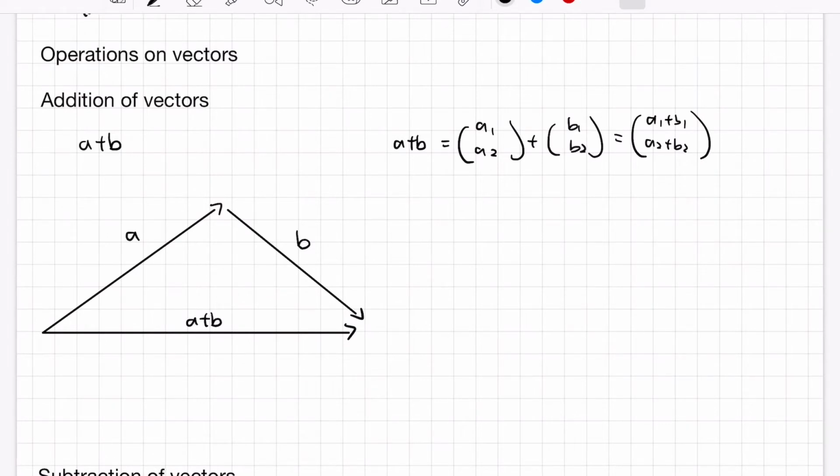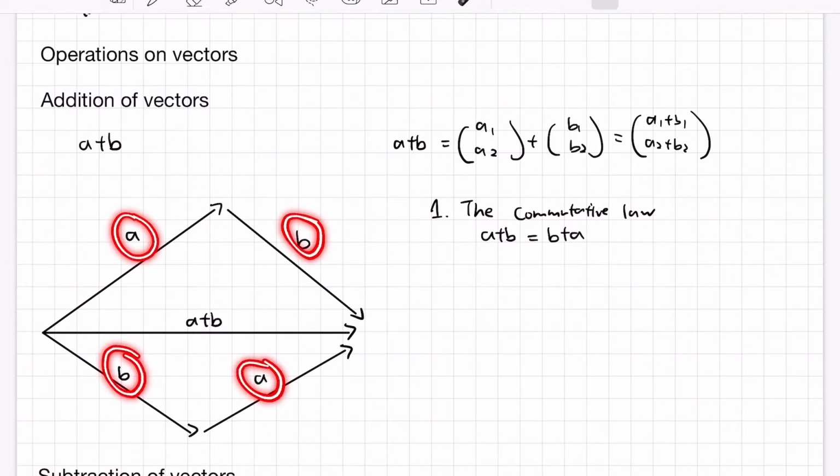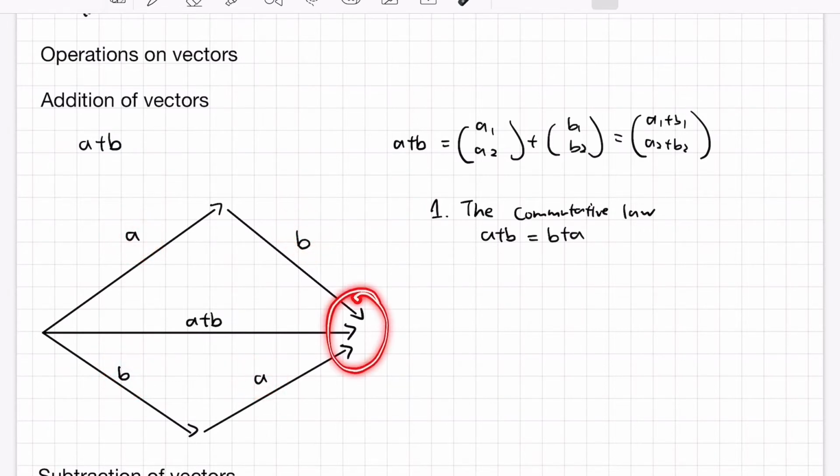Now, the addition of vectors satisfies two very important properties. The first one is the commutative law, which states that the order of addition doesn't really matter. So, A plus B is equal to B plus A. This law is also called the parallelogram law, so you can illustrate it like this. No matter how you add the two vectors together, whether it be A plus B or B plus A, they all end up in the same place. So that's why the commutative law works.